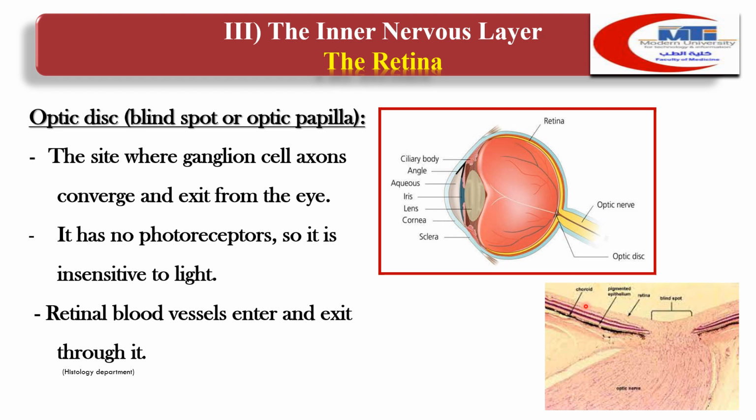The blind spot or the optic disc is a site where the ganglion cell axons converge and exit from the eye. It has no photoreceptors, so it is insensitive to light. The retinal blood vessels enter and exit through it.